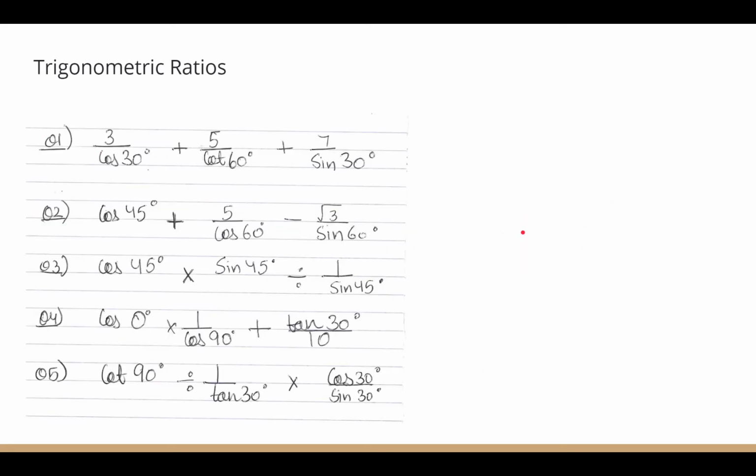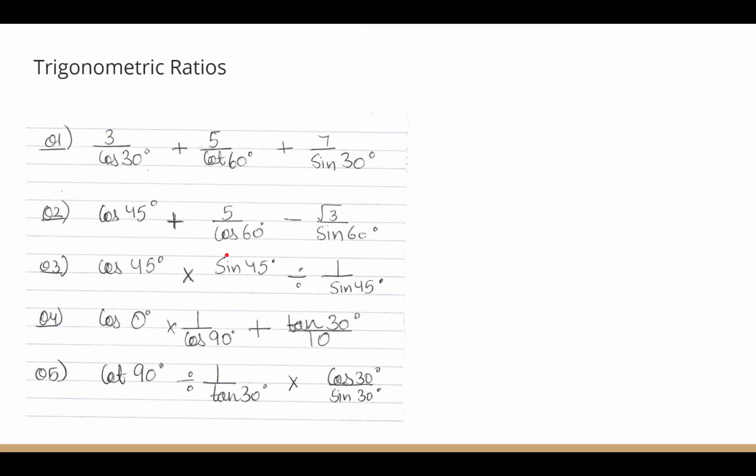So then you write it as 3 by under root 3 by 2, which becomes 3 divided by under root 3 by 2, which then further becomes 3 multiplied by 2 by under root 3, which becomes 6 by under root 3. The same with 5 by cot 60, 7 by sin 30, and the rest.